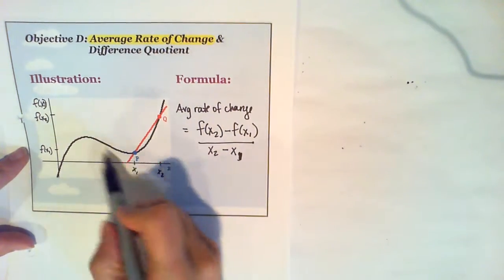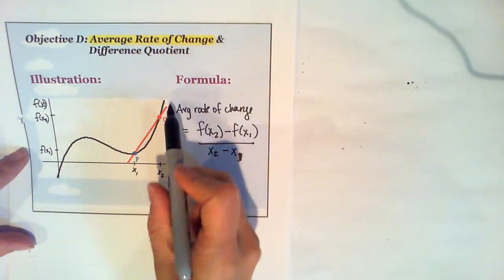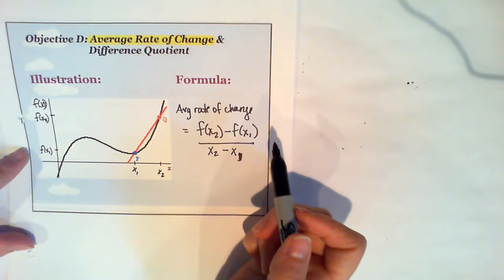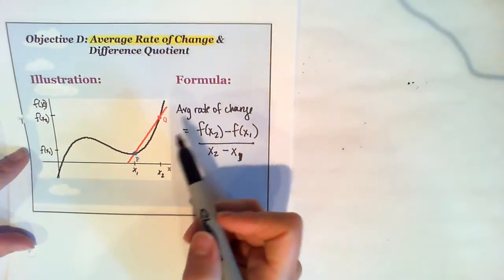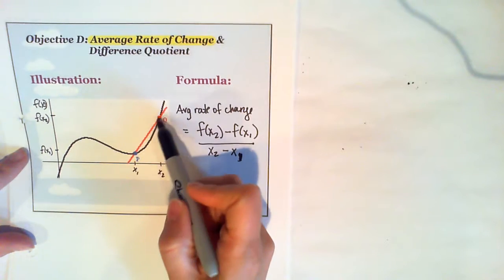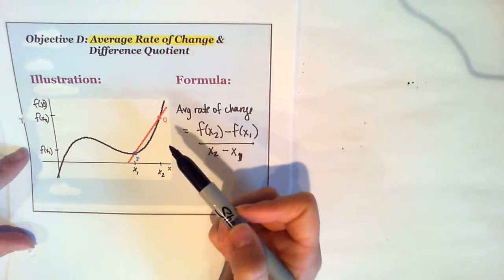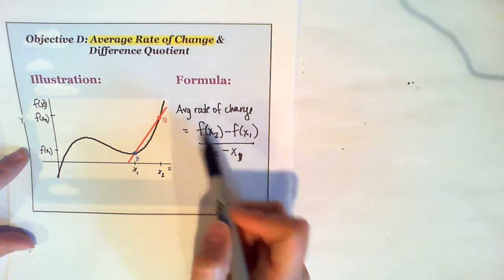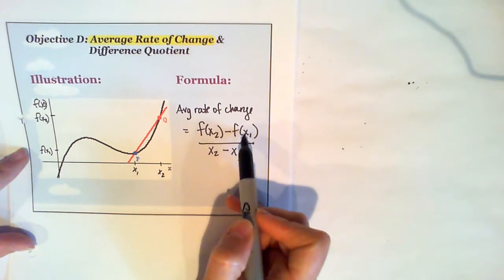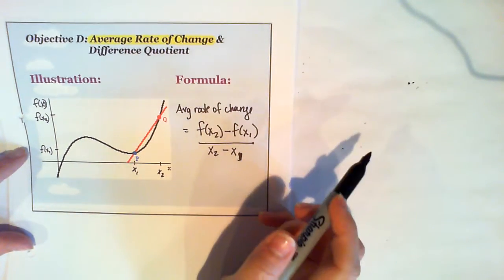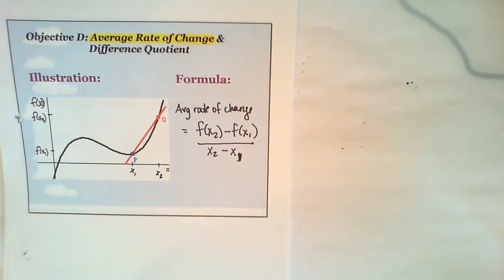Because this is not a line, the black function is not a line, so we can't find the slope of the entire thing. But we can find the slope of a line that intersects the function, and P and Q are two points that intersect the function. We can find the slope of that line. So we need to find the change in y over the change in x. And this is a good time to learn the formula too, because we're still sort of beefing up our algebra skills and practicing using formulas and evaluating functions.